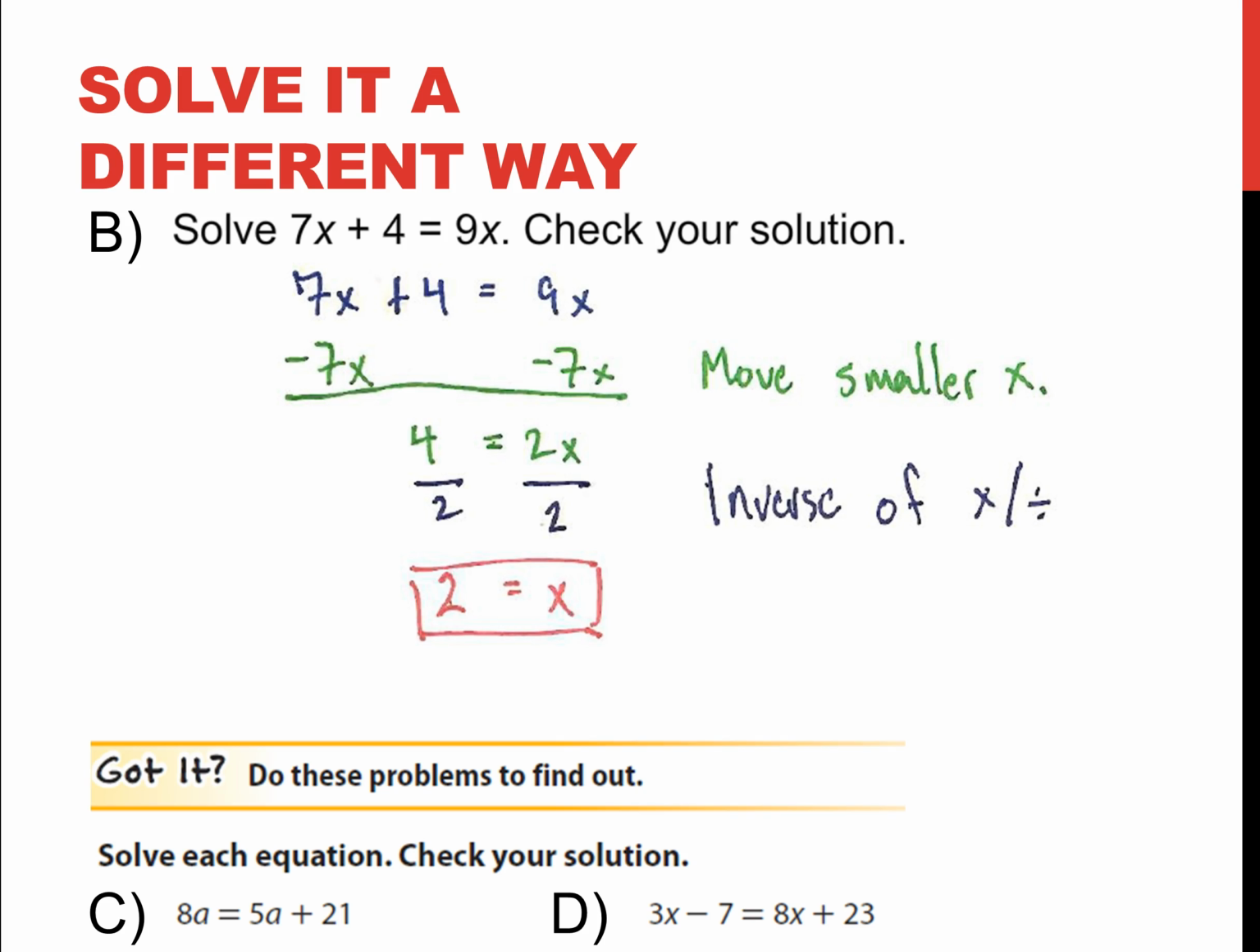So I'm going to read example C and D. Go ahead and pause the video after I'm done reading them and solve them on your own. There are no answers in the video, but you can solve them the same way I did example B. Example C is 8a equals 5a plus 21. Example D is 3x minus 7 equals 8x plus 23. One more time, it's 3x minus 7 equals 8x plus 23. Go ahead and pause the video and work those questions out. I'll be here when you get back.